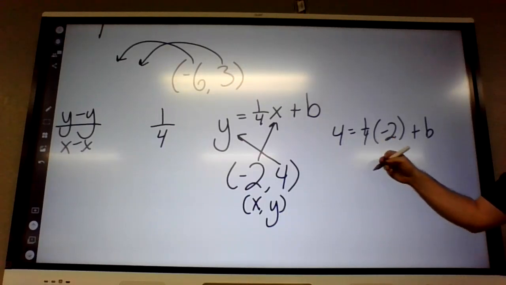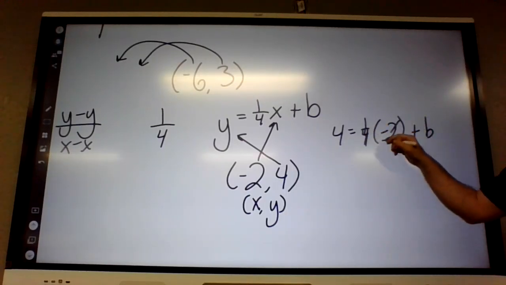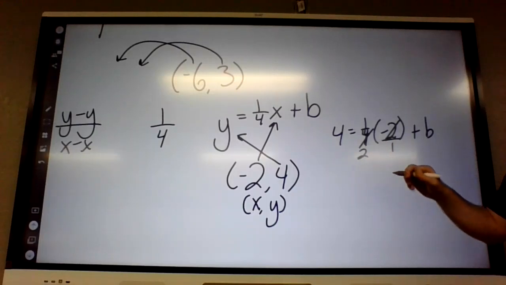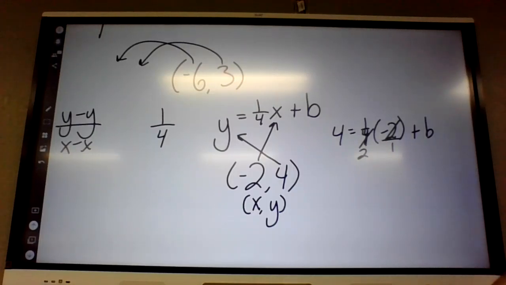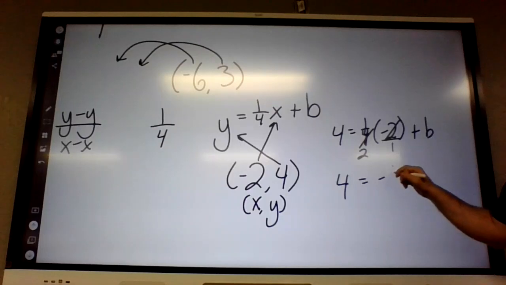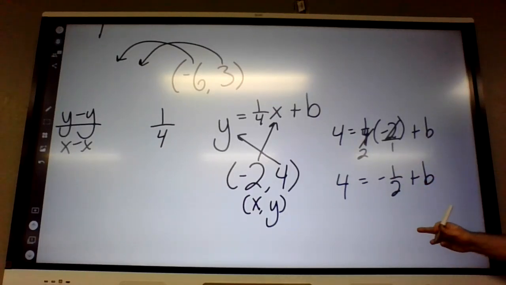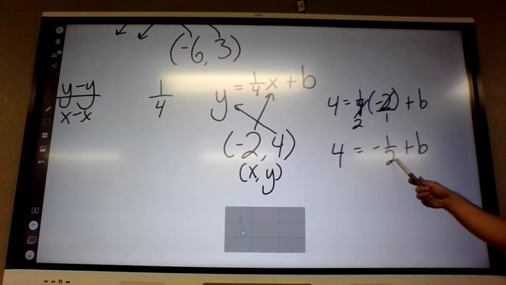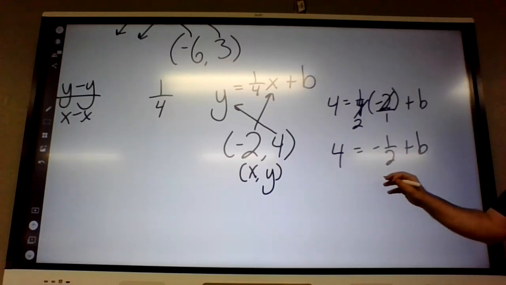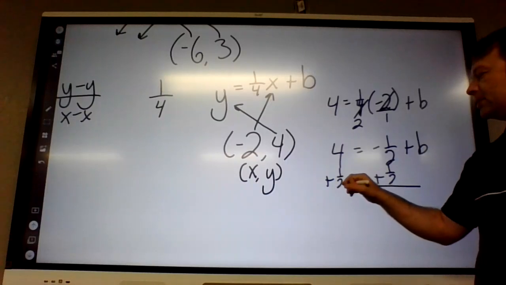So you guys know what 1/4 times -2 is? It's -1/2. So what do we do to solve this for b? Add 1/2. So 4 plus 1/2 is 4.5. You guys are right.